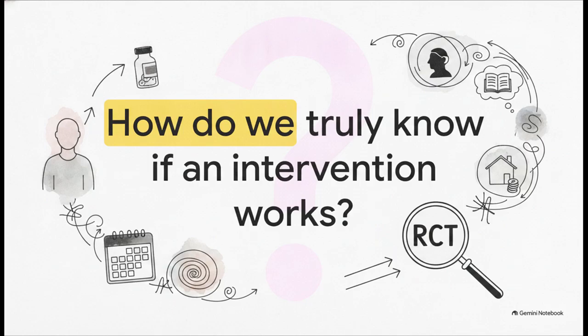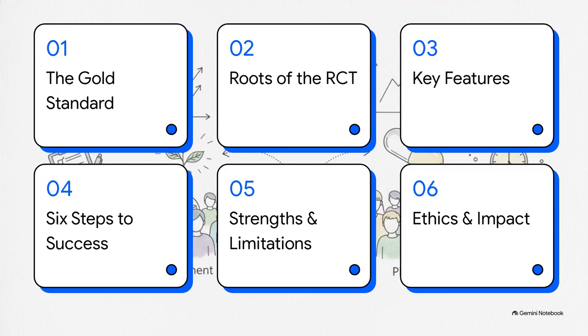So how do we solve this universal problem? We bring in the ultimate detective tool, the Randomized Controlled Trial, or RCT for short. Here is our roadmap for today. We're going to break down this somewhat complex academic framework into a structured, really easy-to-digest blueprint. We'll start with the gold standard explained, trace the roots of the RCT, dissect the key features, walk through the 6 steps to success, weigh the strengths and limitations, and finally look at ethics and real-world impact.